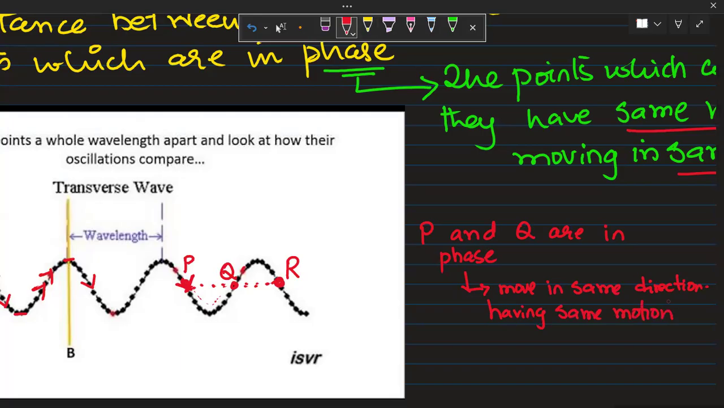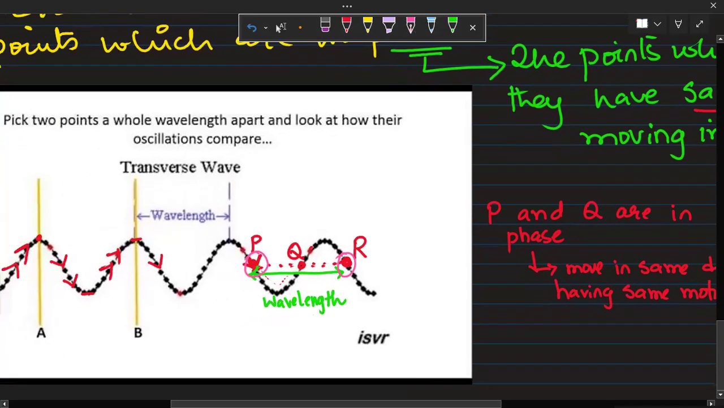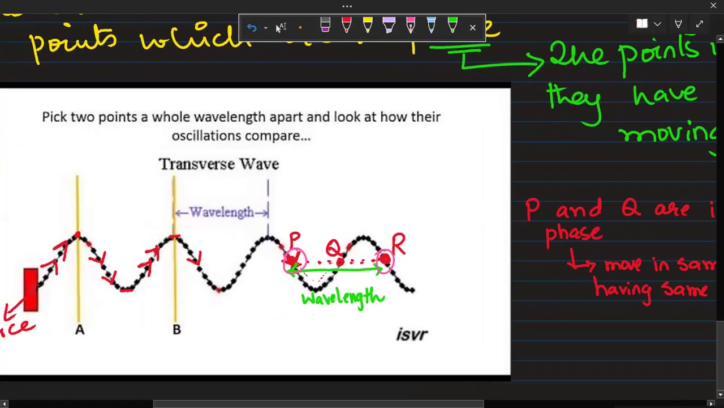So whatever the distance between these two consecutive in-phase points, that is called a wavelength. What do we call it? A wavelength. Is this clear? A wavelength is the distance between two consecutive points. This one and this one are in phase, therefore the wavelength is going to be this much. Or can you take any other point? Yes, we can. We can also take this one.